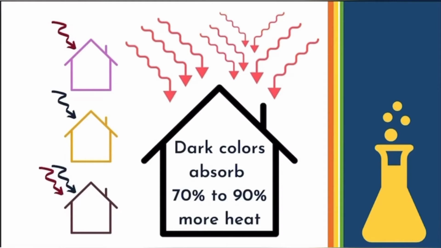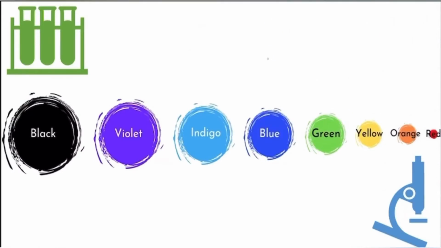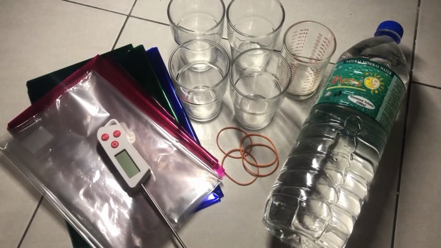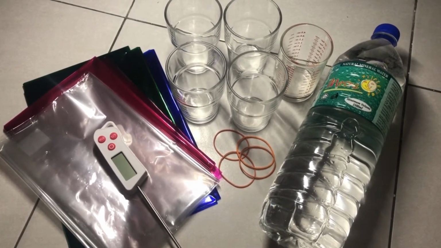According to the National Renewable Energy Laboratory, dark and dull colors on a home exterior absorb anywhere between 70 to 90% of the sun's energy. Hence, dark paint makes a house warmer while light paint does not. Black absorbs more of the different wavelengths of light energy, followed by violet, indigo, blue, green, yellow, orange and red in descending order. Now, let's perform an experiment to demonstrate radiation and how different colors absorb solar energy differently.